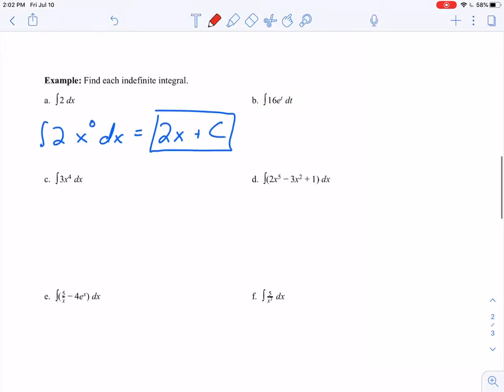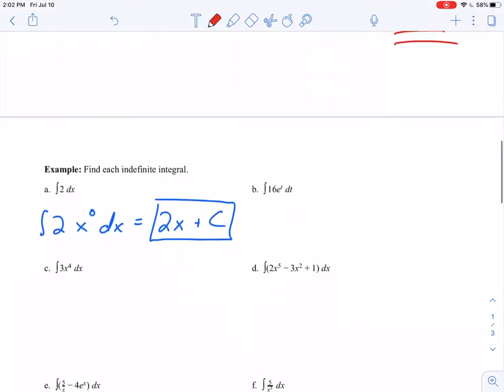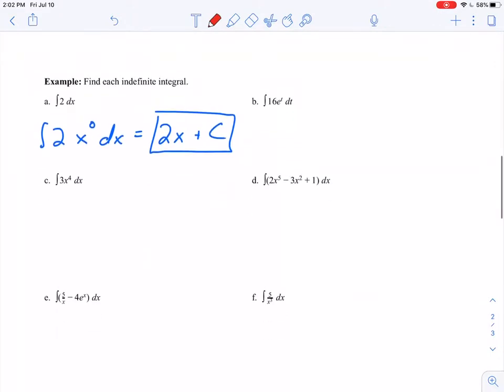But at the end of our last video, we said you can factor out a constant multiple. If you have a constant multiple, you can factor that to the front of the integral. I would recommend doing that here. 16 is a constant; it doesn't depend on t. So I'm going to factor that out: 16 times the indefinite integral of e to the t dt.